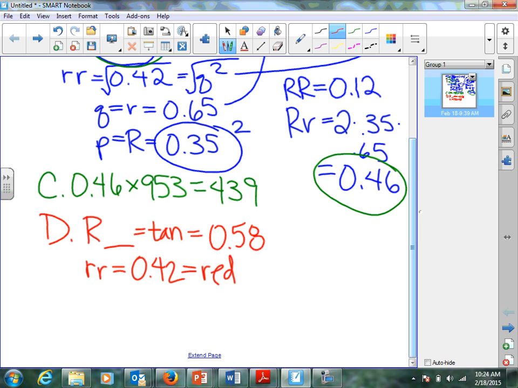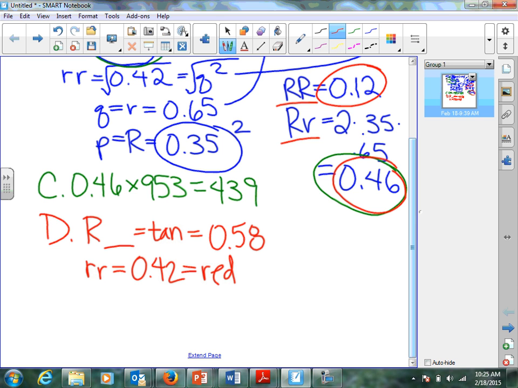Now another way that you could figure that out is you could add 0.12 to 0.46, because that's including your homozygous dominant and your heterozygote, and that gives you 0.58 as well. Okay, so that's D. E says conditions happen to be really good this year for breeding, and next year there are 1,245 young potential biology instructors.